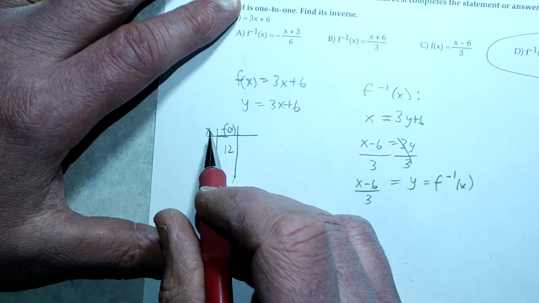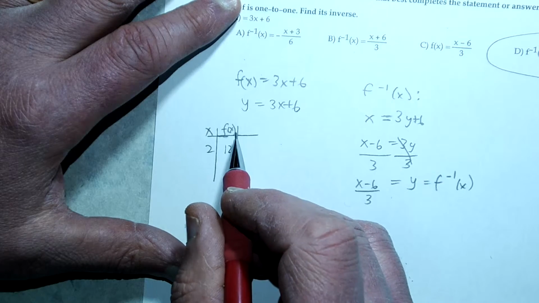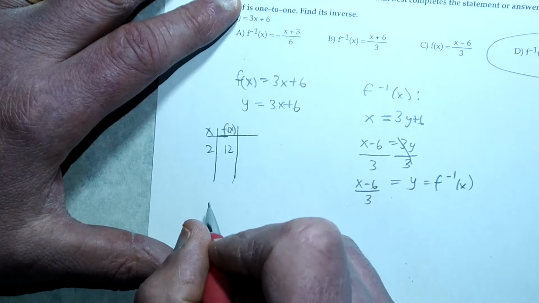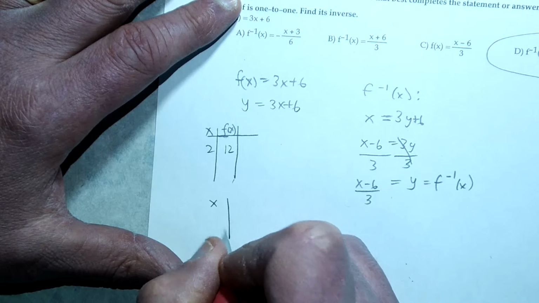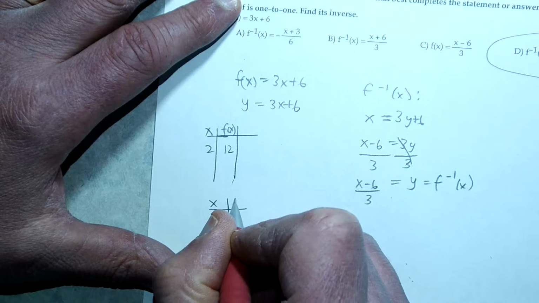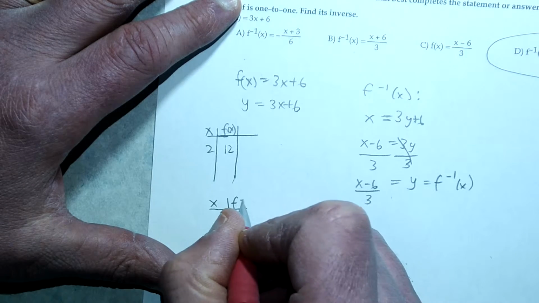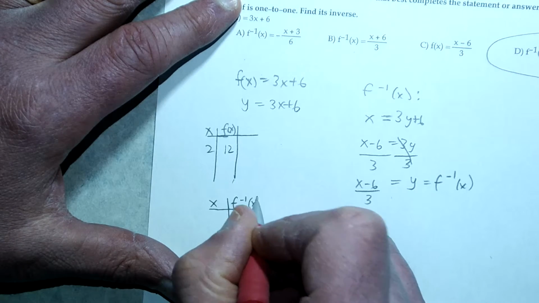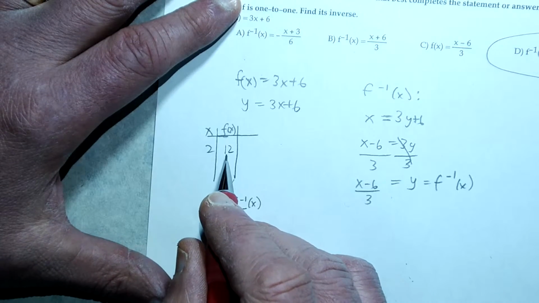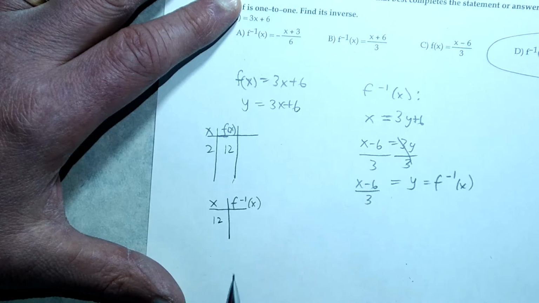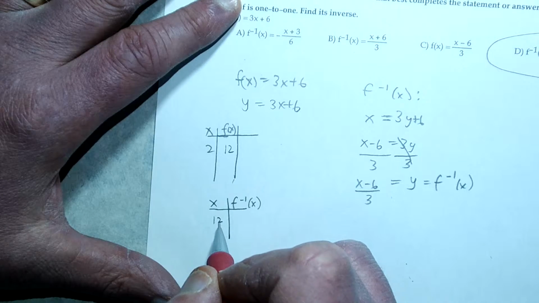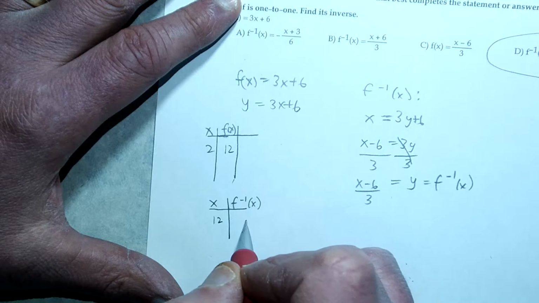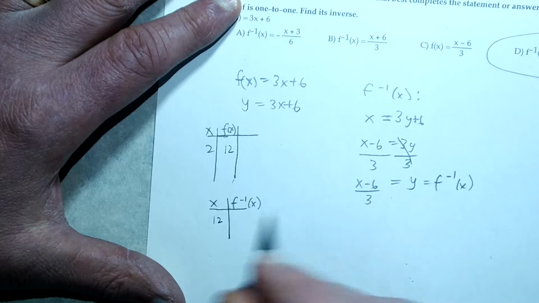Remember that x and f of x versus x and f minus 1 of x, they are inverses. So imagine if I did this instead. If I said, all right, let's see what happens if I used 12 as an input to this, right? Remember, the outputs to a function are the inputs to an inverse. So I bet I'm going to get 2 coming out of this if I used this function.